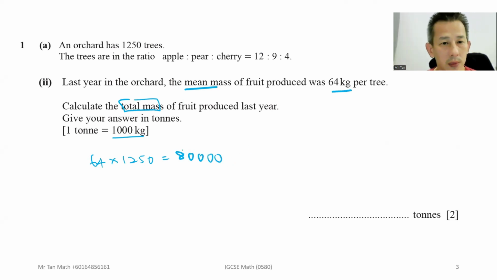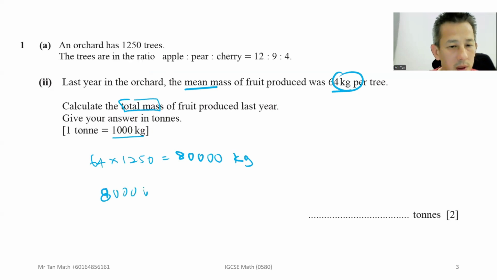This is in kg. To convert to tons, you just divide it by 1,000. So 80,000 divided by 1,000, you get 80.